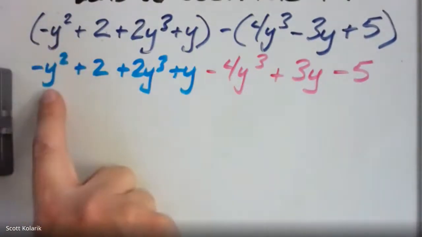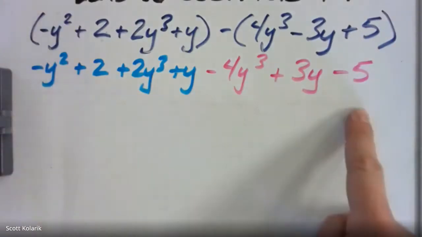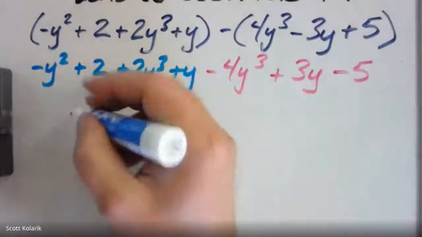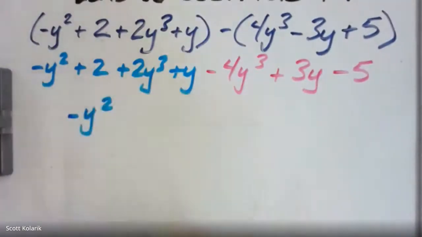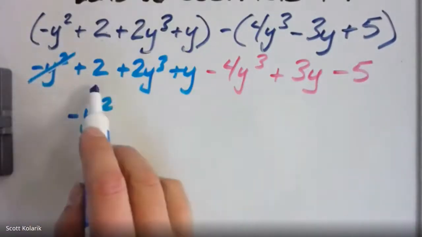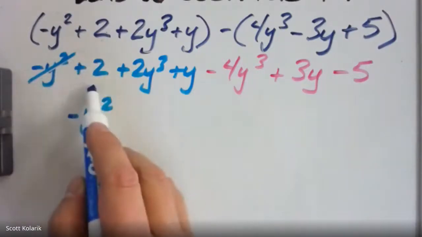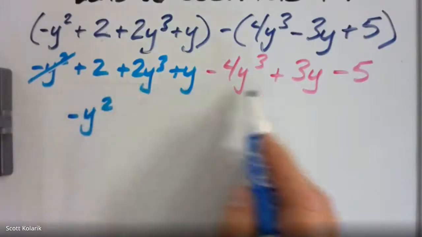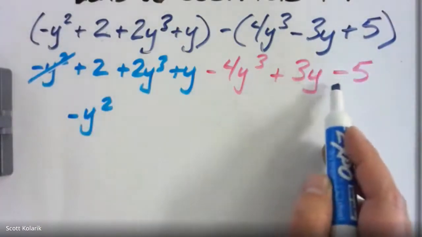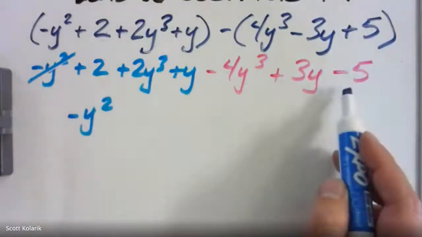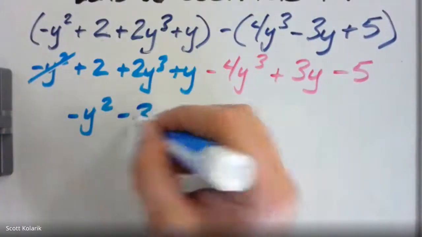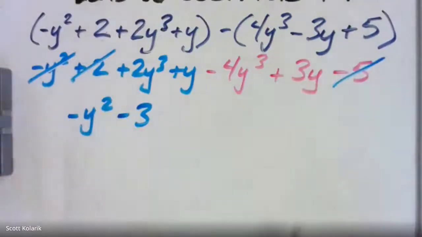So with this negative y squared, it can only combine with other y squareds. Well, there are no other y squareds. So that negative y squared stays negative y squared. That guy's done. All right, just working left to right. Now I have a positive 2. Just make sure you're keeping track of these signs in front of the values. The 2 can only combine with other solo numbers. The only other solo number here is this guy, a negative 5. So positive 2, negative 5 will combine to make negative 3. And those guys are done.